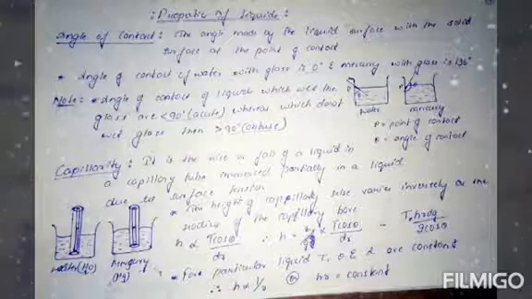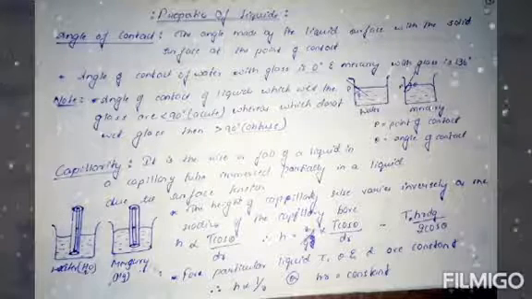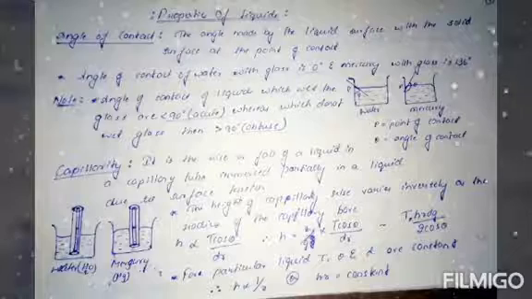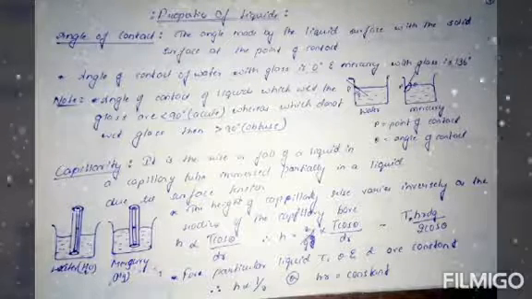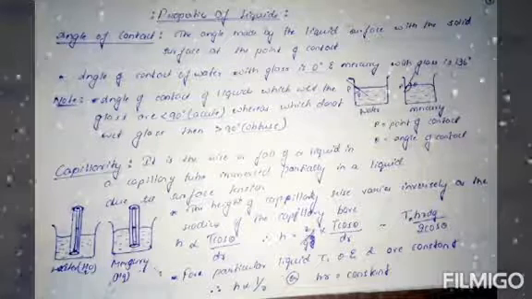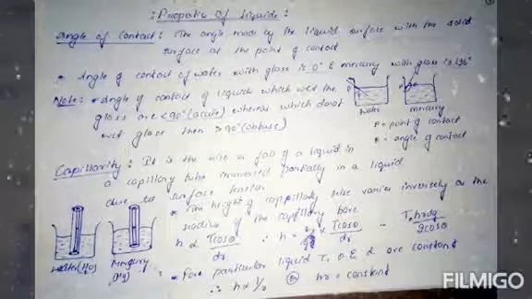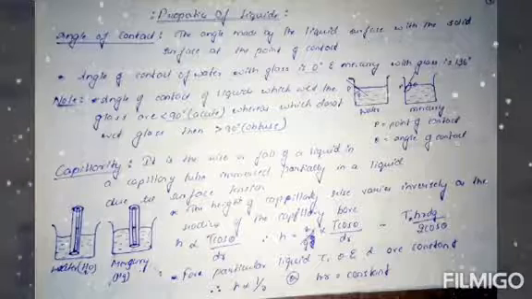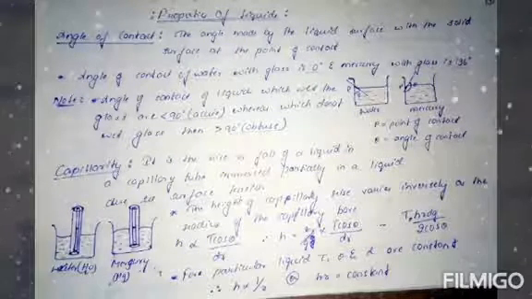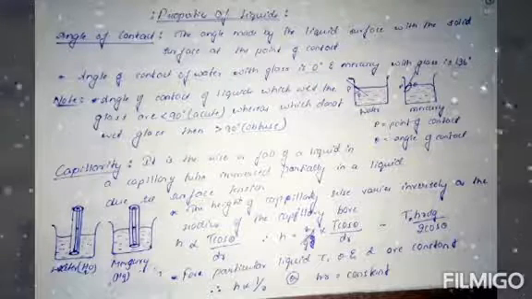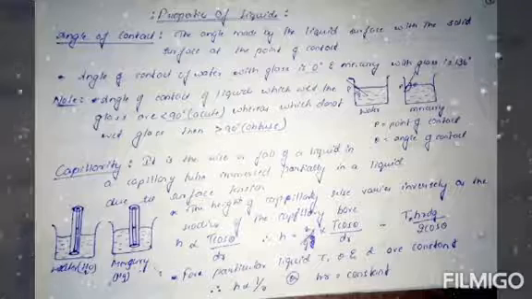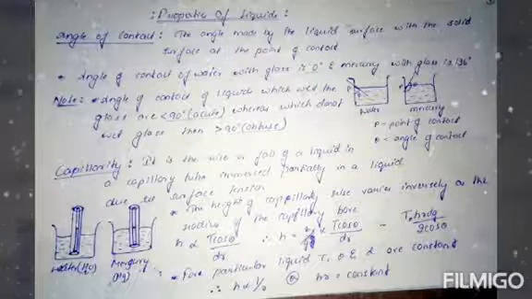The angle of contact of water with glass is 0 degrees, and of mercury with glass is 136 degrees. It is a very important point to remember for the CET. And next, the note: the angle of contact of a liquid which wets the glass is always less than 90 degrees, an acute angle, whereas liquids which do not wet the glass always have an obtuse angle, meaning more than 90 degrees.